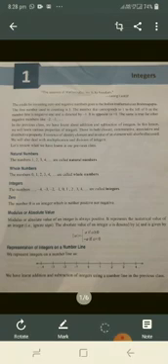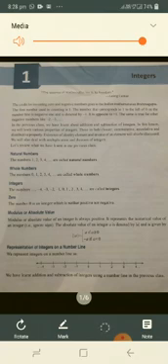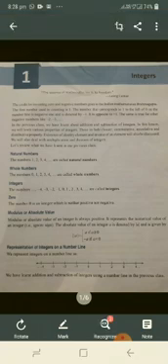Integers. The whole numbers and its negatives. The combination of whole numbers and its negatives are called integers. Next, 0. The number 0 is an integer which is neither positive nor negative. Means 0 is not positive nor negative.